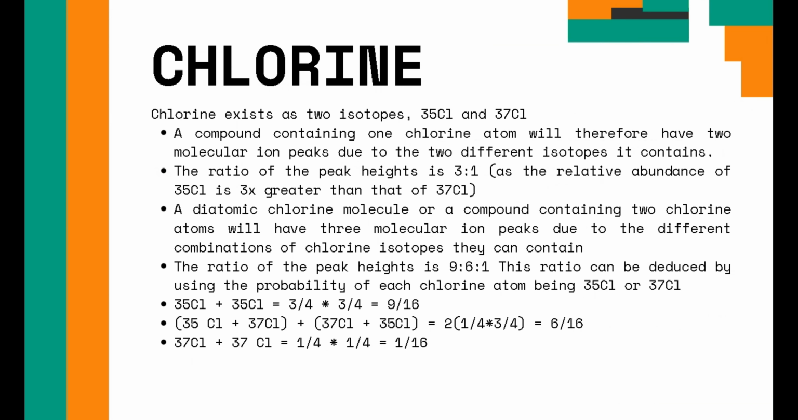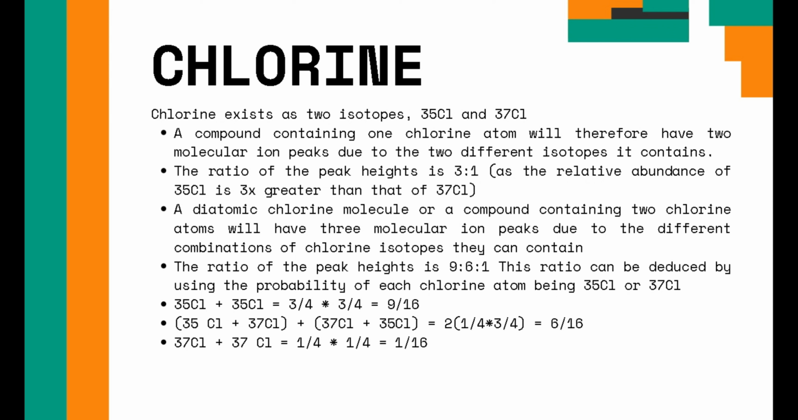Chlorine exists as two isotopes, 35Cl and 37Cl. A compound containing one chlorine atom will therefore have two molecular ion peaks due to the two different isotopes it contains. The ratio of the peak heights is 3:1, as the relative abundance of 35Cl is 3 times greater than that of 37Cl. A diatomic chlorine molecule, the one that naturally exists, will have 3 molecular ion peaks due to the different combinations of chlorine isotopes they can contain. The ratio of the peak heights is 9:6:1.